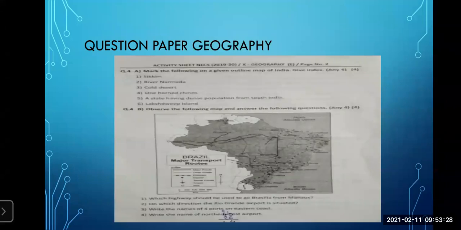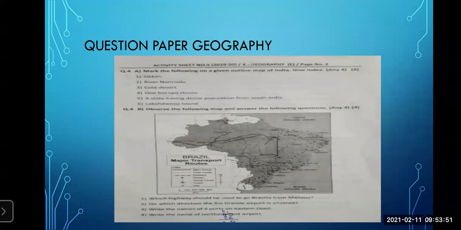So 4 marks are allotted for this particular question, that is question number 4A, where you have to mark the following on the outline map. Now, for this same question number 4, there is a sub-question, that is B. Question number 4B is related to observing the following map and answering the following questions.